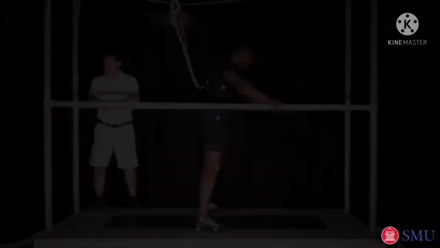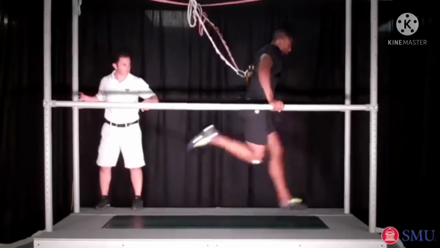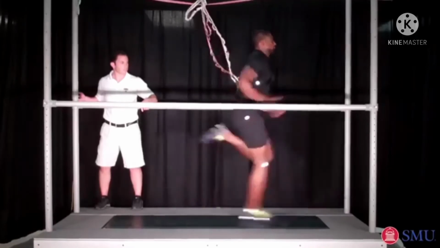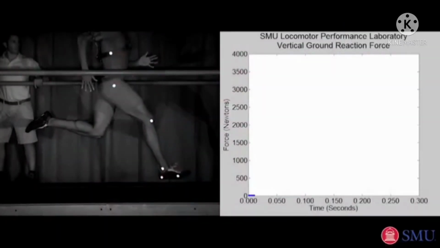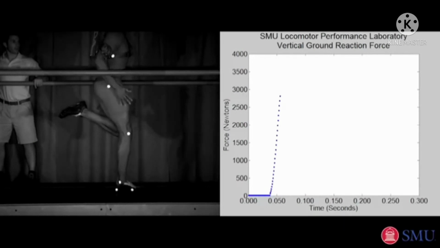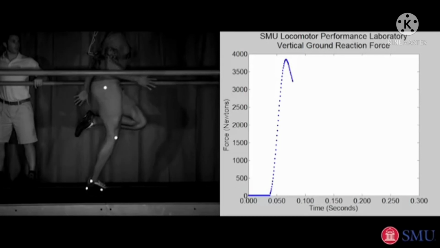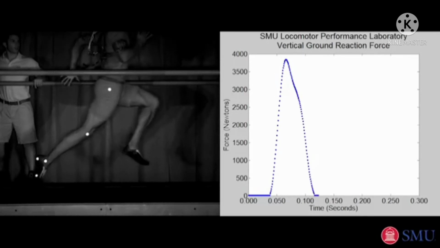This is world champion and gold medalist in the 110-meter hurdles, David Oliver, running at 10.2 meters per second on the SMU high-speed force treadmill. We simultaneously record ground reaction forces and video at 1,000 frames per second. To run fast, sprinters apply forces up to 5 times their body weight in less than 100 milliseconds on each leg.